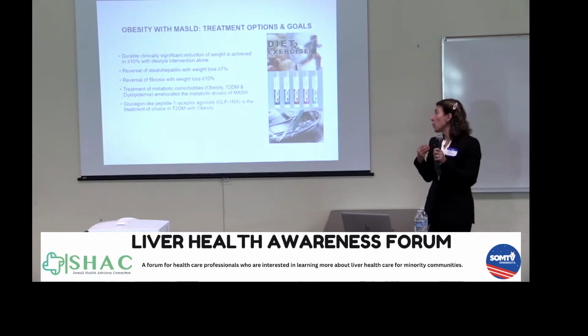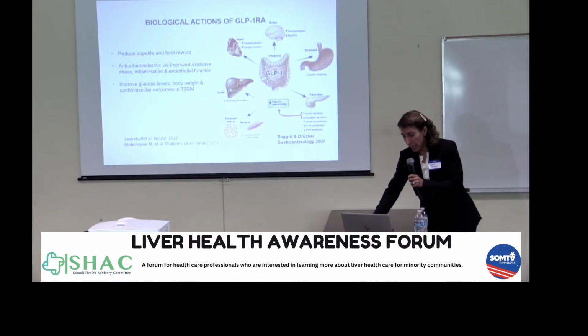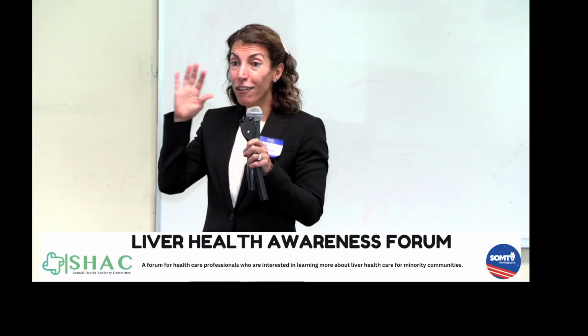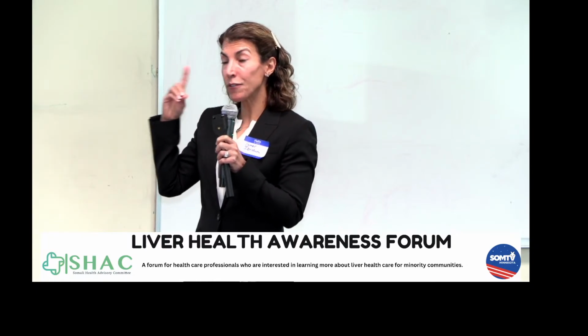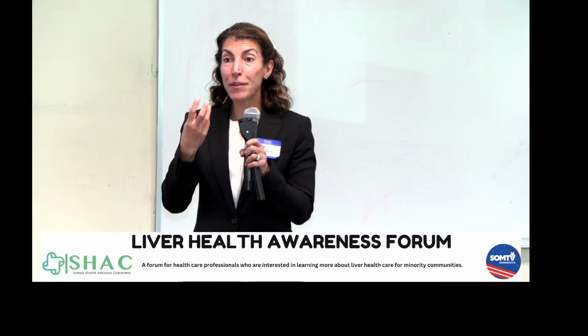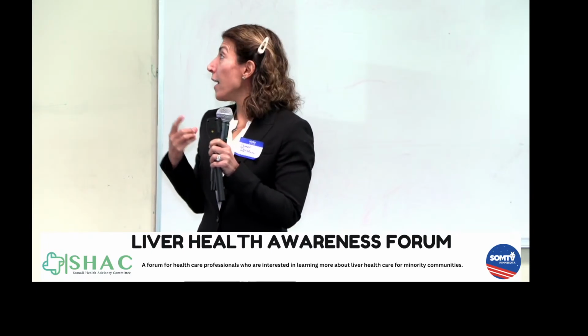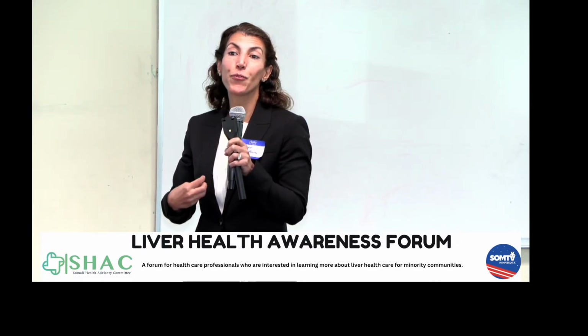GLP-1 receptor agonist is thought to be the treatment of choice at this stage, especially in patients who have type 2 diabetes or insulin resistance. GLP-1 is an incretin. It has a multi-organ, multi-system effect. It works on the central nervous system: it reduces the appetite, the drive, and the craving, and it improves neurocognition. It works on the stomach and reduces gastric emptying, so the patient feels full early.